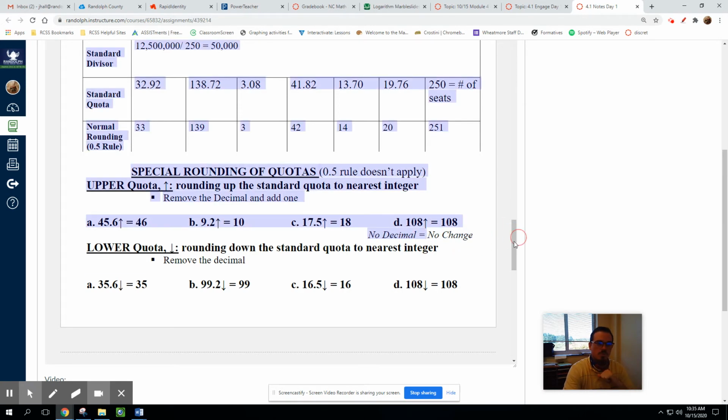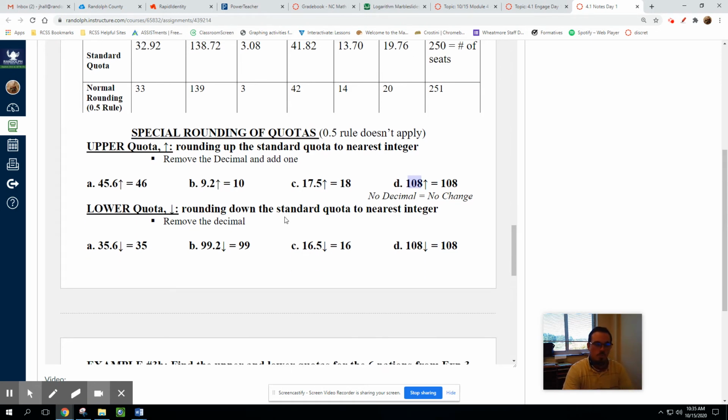No decimal equals no change. If I have 108, it stays 108. Keep that in mind. Now the lower quota rule is the exact opposite, rounding down the standard quota to the nearest integer. So we're going to remove the decimal and round down. It doesn't matter if it's 0.5 or above. The same applies. No decimal, no change. So here, if we've got 0.6, we don't round that to 36, even though it rounds up normally using the 0.5 rule. We just round it down because this is the lower quota rule.